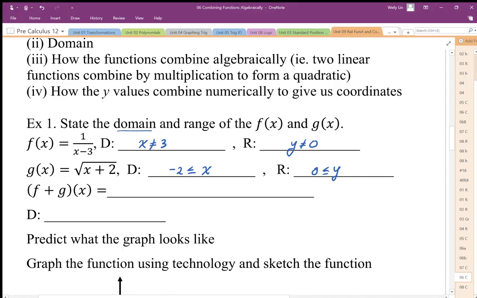When we combine these, we end up with 1 over x minus 3 plus the square root of x plus 2. So this is a new function. And when we look at the domain of this new function, we can use the most restrictive parts of the combined function. So we can't let x equal 3, and we know that x must be bigger than or equal to -2. So it's got to be on the right-hand side of -2, but we'll have a restriction at x equals 3. So x cannot equal 3.